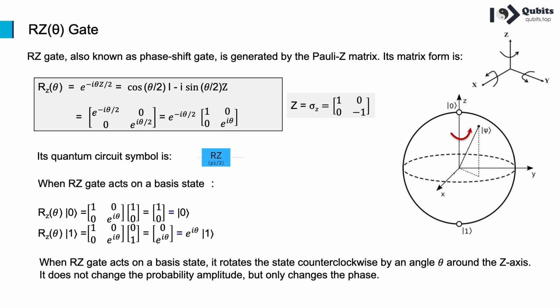The amount of rotation is determined by the angle phi, which can be set to any value between 0 and 2 pi. For example, if you want to rotate a qubit state by an angle of pi over 4 around the z-axis, you would apply the RZ gate with phi equals pi over 4. The resulting state would be a superposition of the original state and its z-axis rotated counterpart.